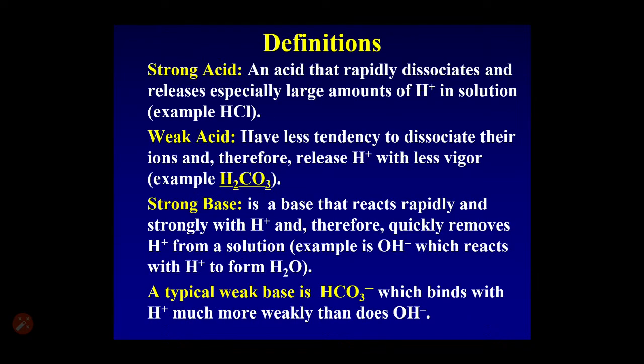Okay, now strong acids. What is a strong acid? Strong or weak or what? An acid that rapidly dissociates and releases large amounts of H+. If you have an acid that does that quickly and releases a lot of H+, we consider that a strong acid. An example of that is HCl, hydrochloric acid, and of course we have a lot of that in the kidney. Weak acids have less tendency to dissociate and they release H+ with less vigor.